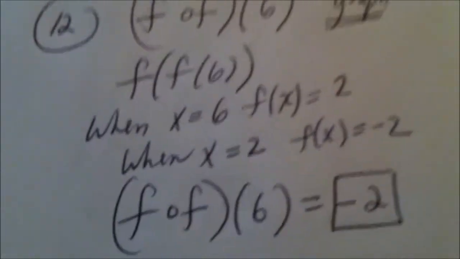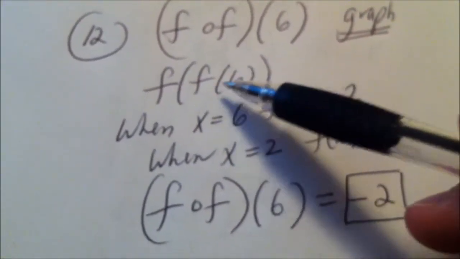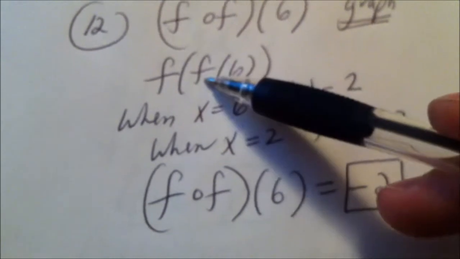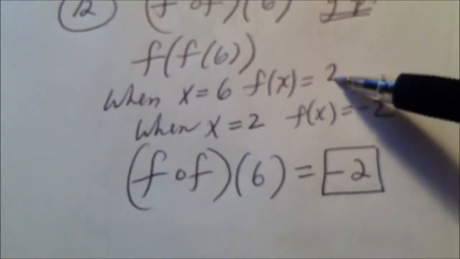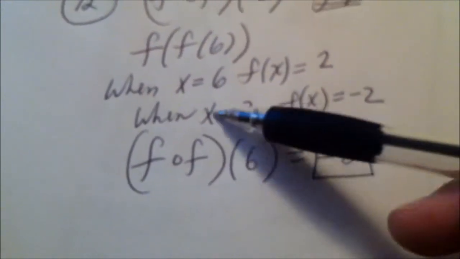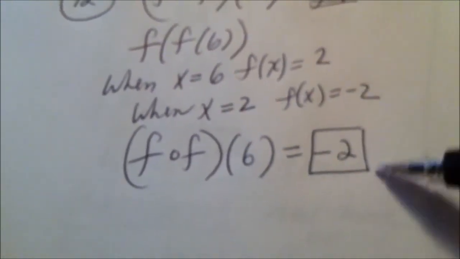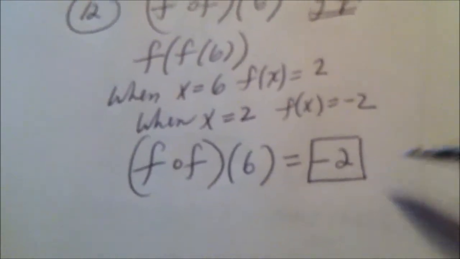If you just take a glance at that on paper again, you can get rid of that composite bubble and write it as parentheses. It's a lot easier that way. F of 6, when x was 6, y was 2. So we're going to go back in and do f of 2. When x is 2, out comes a -2. So instead of doing it with equations, you're doing it graphically here.